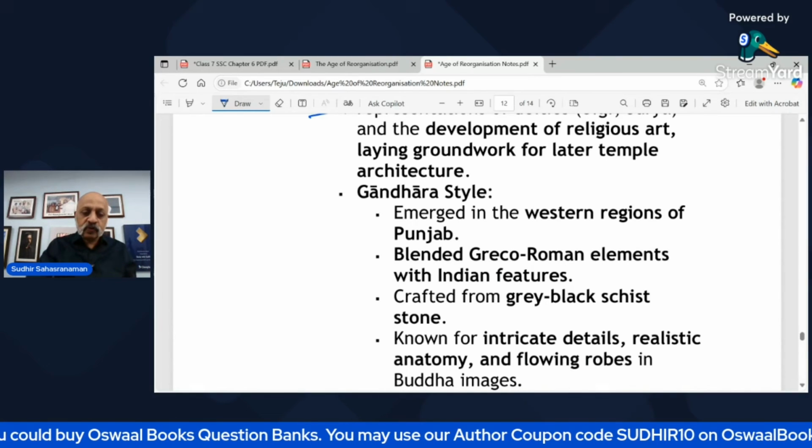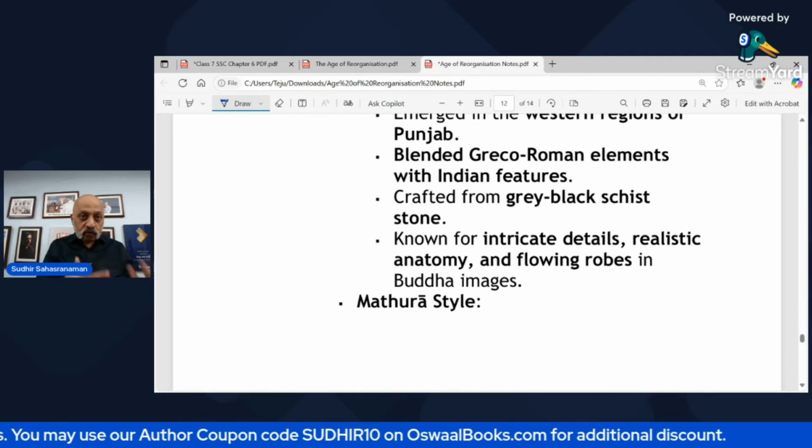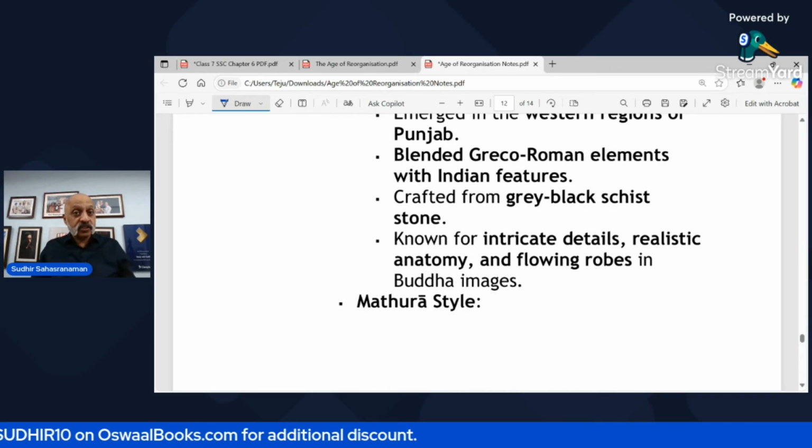The Gandhara style again is in the western part of Punjab. Greco-Roman style mixed with Indian features. Black schist stone was used. Lot of detailing in that, in terms of the robes, the kind of clothes the gods, etc., would be made to wear.